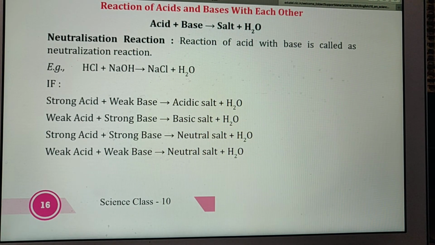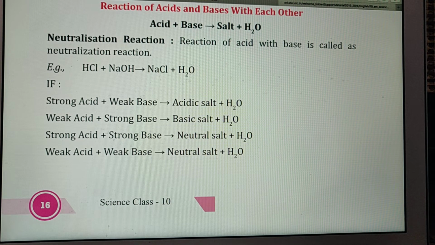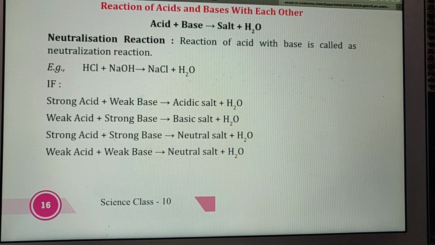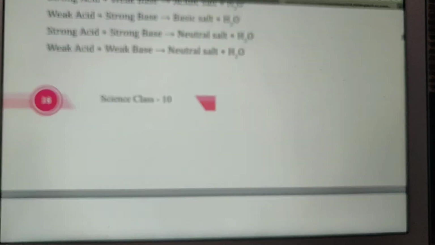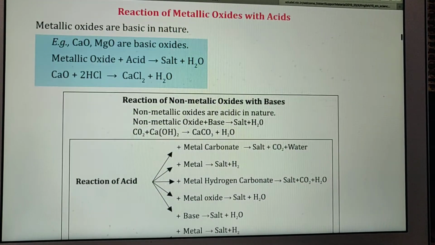If a strong acid and a weak base combine to form the salt, then that salt will be acidic in nature. Weak acid and strong base, the salt's nature will be basic, and strong acid with strong base gives a neutral salt, and similarly weak acid with weak base gives a neutral salt. So this is important, you must learn and keep it in mind all the time.